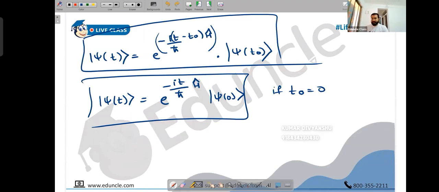So the point is, when H cap applies on psi1, you have to replace this with E1. So when we write H cap of psi1, it's E1 psi1, no? The energy operator, when you apply it on a wave function, gives you the respective eigenvalue of the same wave function.